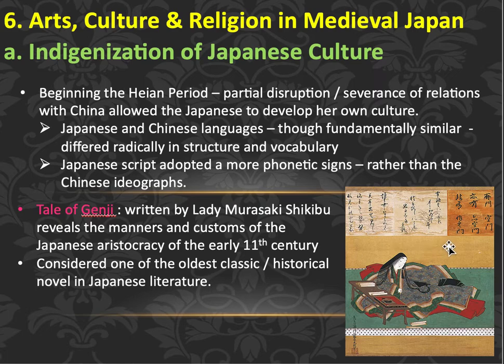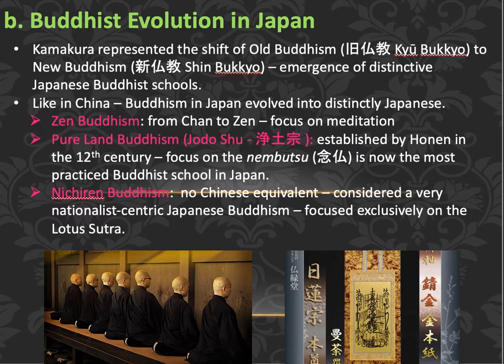In terms of literature, you have the Tale of Genji. The Tale of Genji is one of the most important, one of the oldest classic and historical novels of Japanese literature. I have not read it, so I cannot say anything more about it. Now, the next part, Buddhism in Japan.